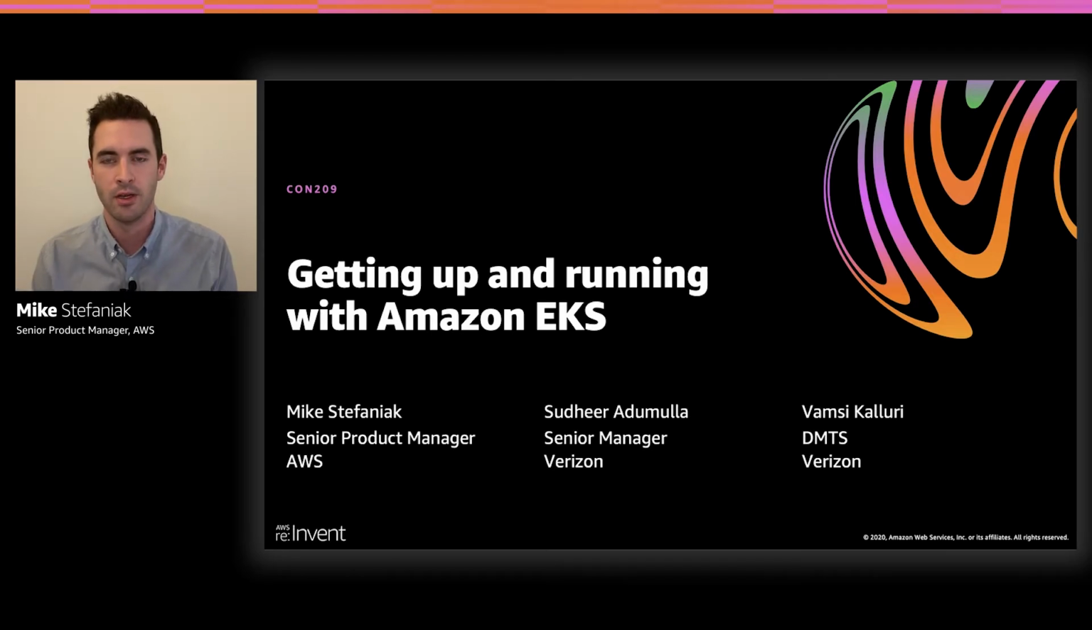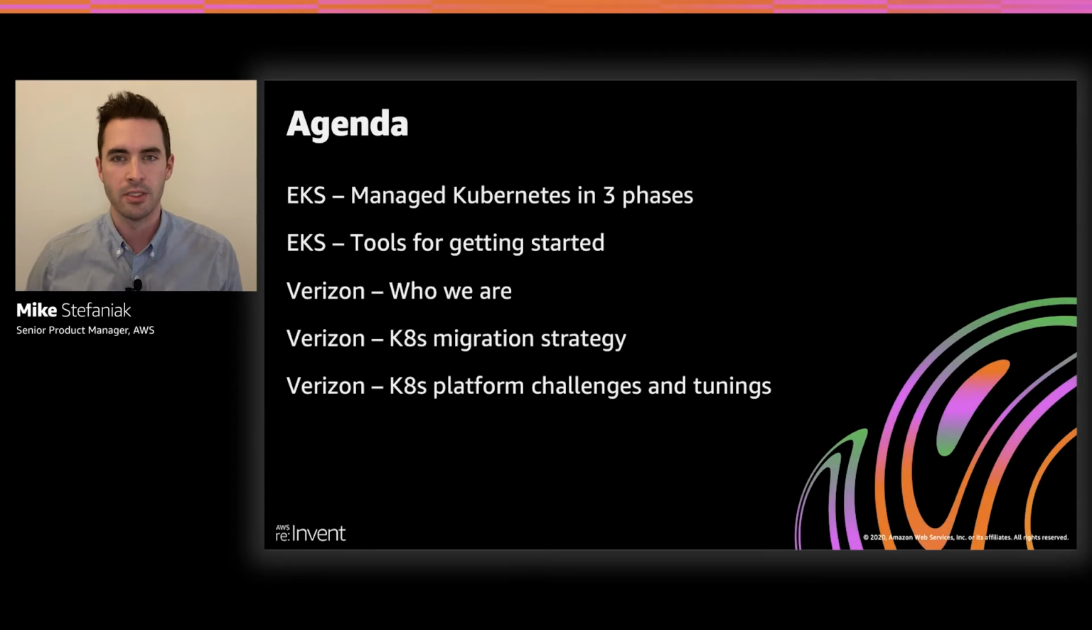I'm a product manager on the EKS team here at AWS, and I have the pleasure of being joined today by Sudhir Adamula and Vamsi Kaluri from the Verizon team. We're going to split the presentation today into two separate parts. I'm going to start by talking about EKS in the three phases we like to think about it, as well as some tools for getting started. And then I'm going to hand it over to the Verizon team, who's going to talk about their migration from self-managed Kubernetes onto EKS, some of the challenges they faced, and the things they did to overcome those challenges.